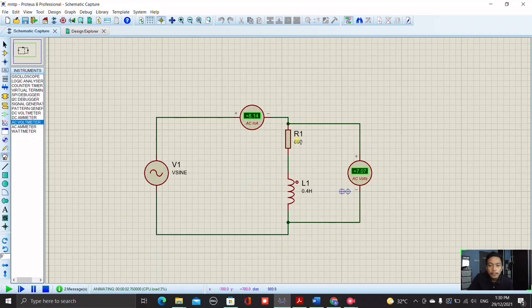For the 860 ohm and 0.4 for inductance, we get 8.14 milliammeter and 7.07 volts. So the simulation is a success. That's all for activity 1.